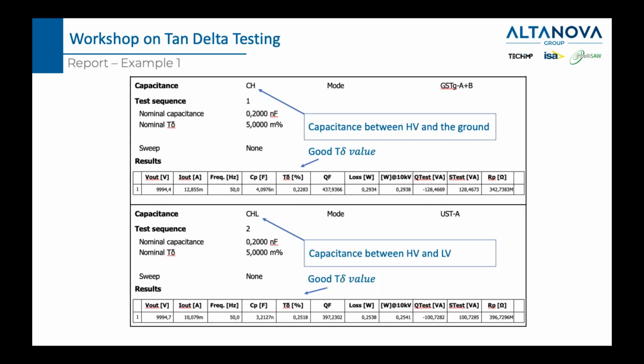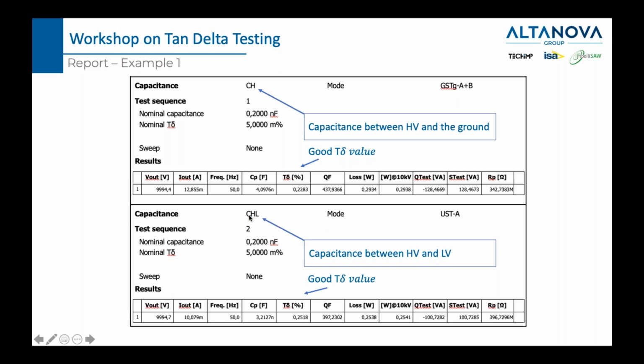Example number one is the measurement of tan delta on a transformer in Kazan, Russia. We measured 3 parameters in this iteration because it had primary, secondary, and tertiary winding. The first value we measured was CH, the capacitance between the high voltage winding and the ground, and we had a tan delta of 0.2283. Actually, this is the example we used before when we were explaining what numbers we get when doing the tan delta measurement.